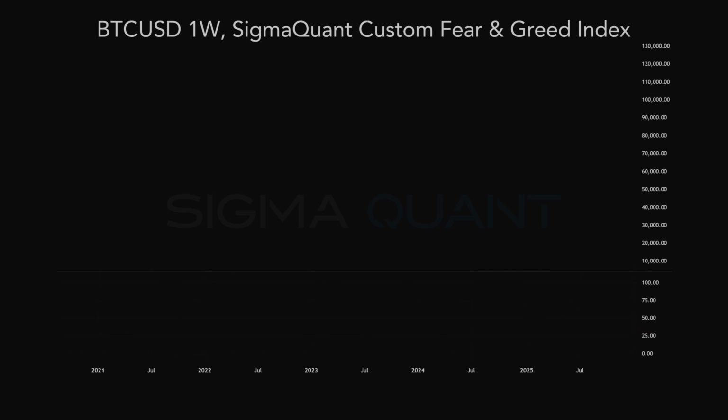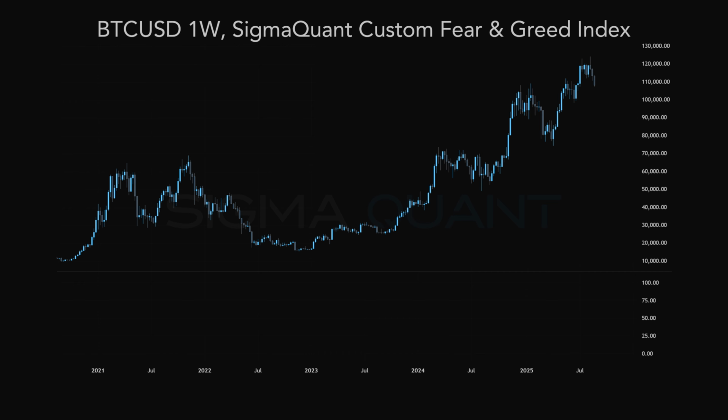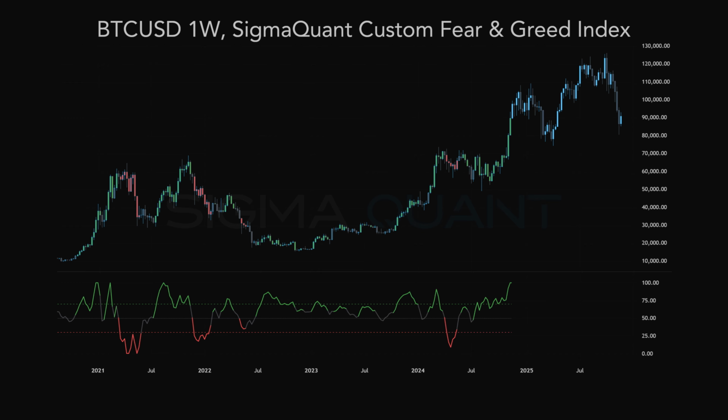Next, let's move to the Fear and Greed Index, but not the retail version you see online. Sigma Quant's Fear and Greed Index is built entirely from price behavior, true range absorption, directional expansion, and volatility normalized movement. It's a regulated oscillator between 0 and 100. It doesn't track emotion. It tracks how price reacts to stress.